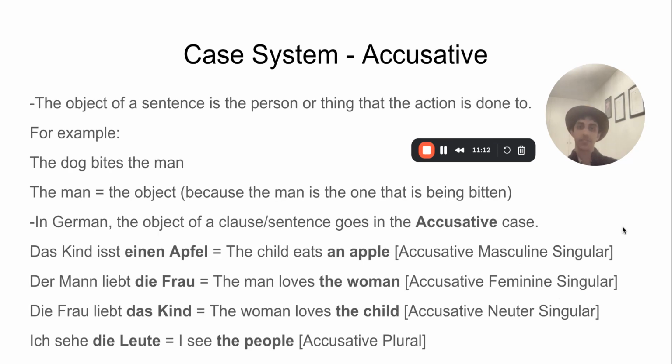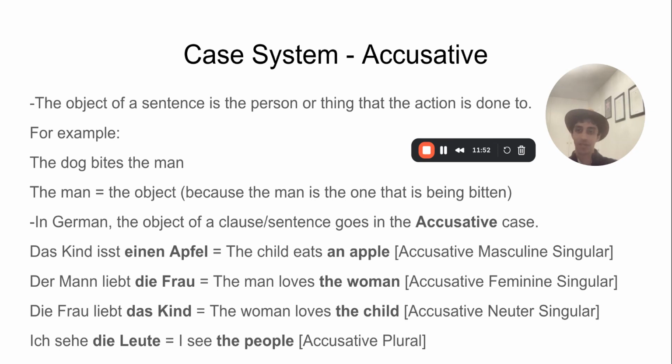Okay, the accusative case, on the other hand, is generally the opposite of the nominative case. So the object, or the direct object, of a sentence is the person or thing that the action is done to. And in German, the direct object of a clause must go in the accusative case. Whereas the nominative case is used for the subject of a sentence, the grammatical object goes in the accusative case. In English or in many languages, these could be marked through word order or in different ways, but German uses the case system to show who's doing what in a sentence or clause.